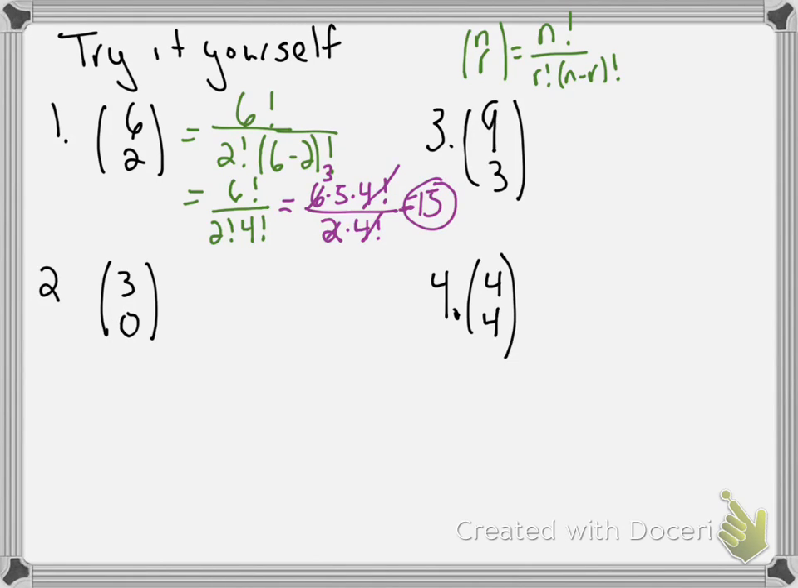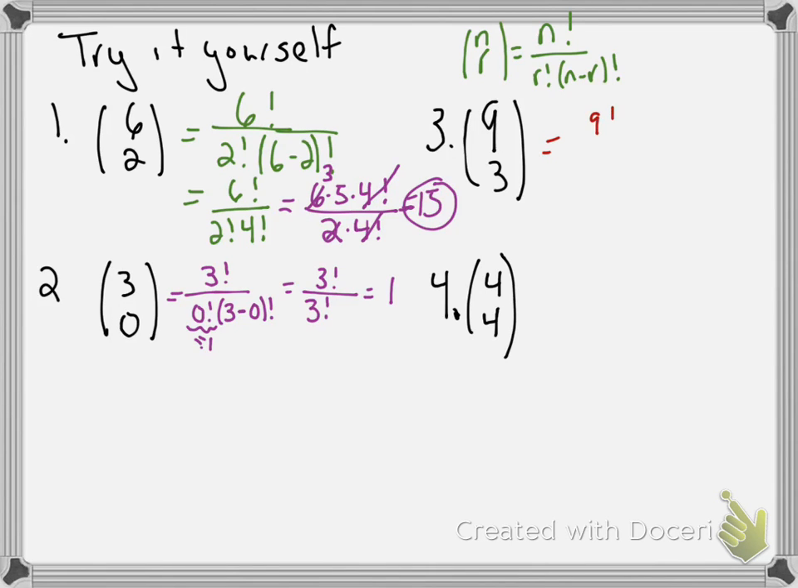We're going to complete the next one. So we see that we have 3 factorial over 0 factorial times 3 minus 0 factorial. That's equivalent to 3 factorial over, we know 0 factorial is equivalent to 1, so 1 times 3 factorial, which is 3 factorial, and we know that is equivalent to 1 still. Let's go up to our next group.